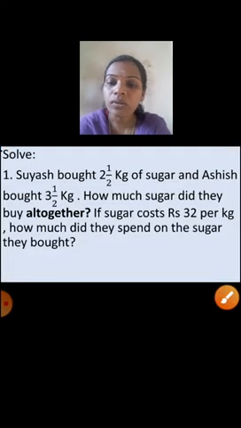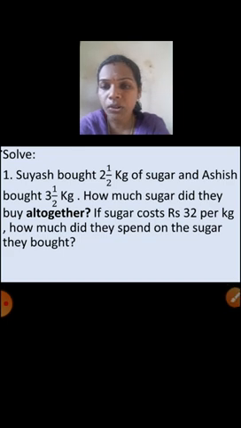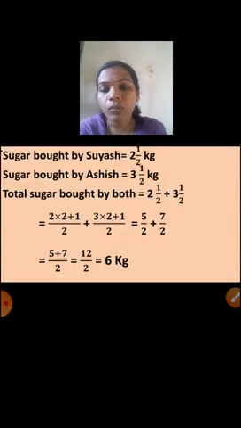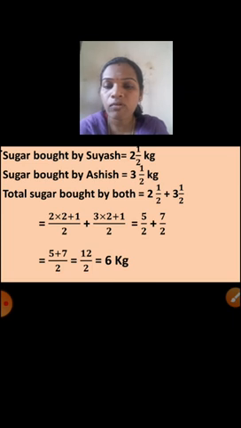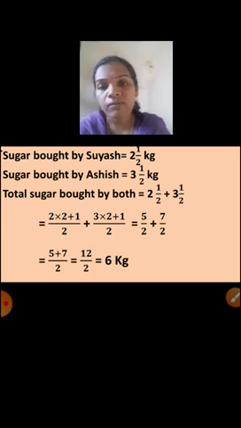And your question here is, if sugar costs rupees 32 per kg, how much did they spend on the sugar they bought? So 1 kg of sugar is 32 rupees. So you have to find how much amount they will spend for this 6 kg of sugar. So children, I will tell you, 1 chocolate costs 5 rupees. What is the cost of 3 chocolates? 15 rupees, isn't it? So here what you have to do?